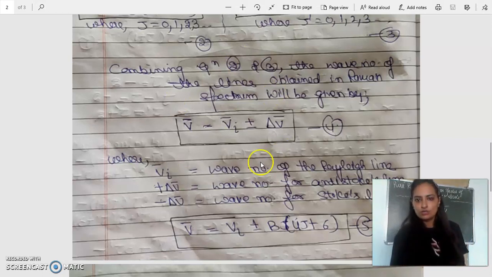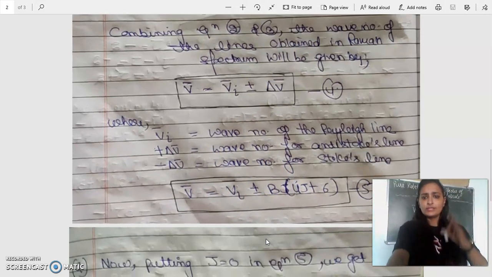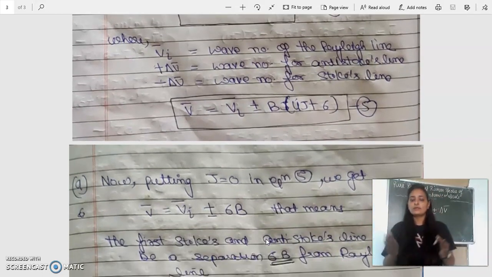In this equation, we are going to put the value of Δν̄ from the equations we have derived, equations 2 and 3. We are just going to combine those values and put them in equation number 4, and we will get ν̄i ± B(4J + 6). What this value gives you is the separation between the lines that you obtain in the Raman spectra for your diatomic molecule when the molecule undergoes some rotational change.